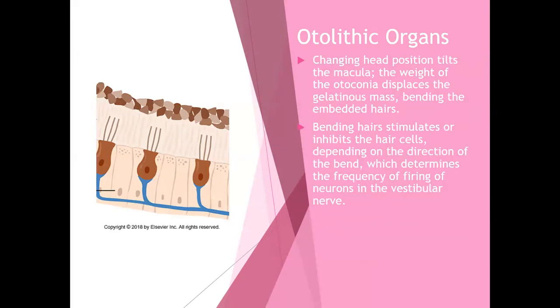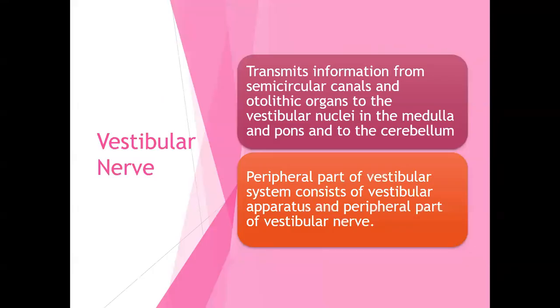Changing head positions tilts the macula, and the weight of the otoconia displaces the gelatinous mass, bending the embedded hairs. And the bending hairs stimulate or inhibit the hair cells depending on the direction of the bend, which determines the frequency of the firing of the neuron in the vestibular nerve. So I think that's pretty neat. Just put some rocks on top of Jello and you can do that. Very interesting. So the vestibular nerve transmits information.